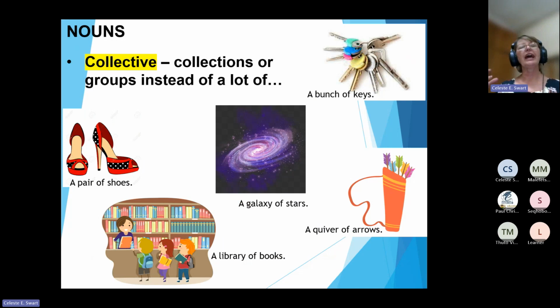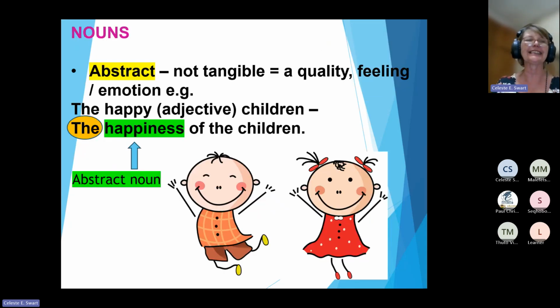Collective nouns. This is when we have a lot of something, and it's a group or a collection of it. That's where the word collective comes from. We think of a pair of shoes, a bunch of keys, a galaxy of stars, a quiver of arrows. I think that is such a beautiful one. A library of books. But if it's just stacked one on top of the other, we would speak of a stack of books. So there's a great variety of these. You can go and look them up and see how many different types you can get. A school of fish or a shoal of fish. Wonderful different types. It's very exciting to see what there is.